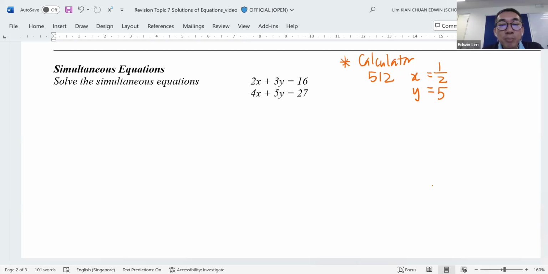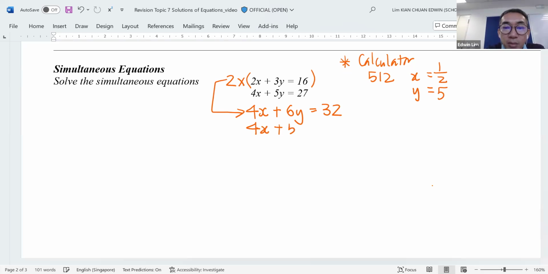I have to make the x value in both equations the same. All right, so for the first equation, I will times 2. Everything times 2, meaning 2x plus 3y equals 16. I will multiply the whole equation by 2 so that I get 4x plus 6y equals 32. This one just comes down. All right, I will just write the other equation below: 4x plus 5y equals 27.